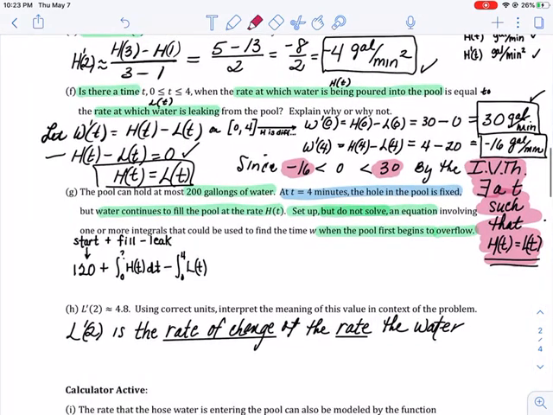All right. The pool can hold at most 200 gallons of water. At t equal 4 minutes, the hole in the pool is fixed. So there's no more water that's going to leak out. But water continues to fill the pool at a rate of h of t. Set up, but do not solve an equation, I love that, involving one or more integrals that could be used to find the time w, when the pool first begins to overflow.